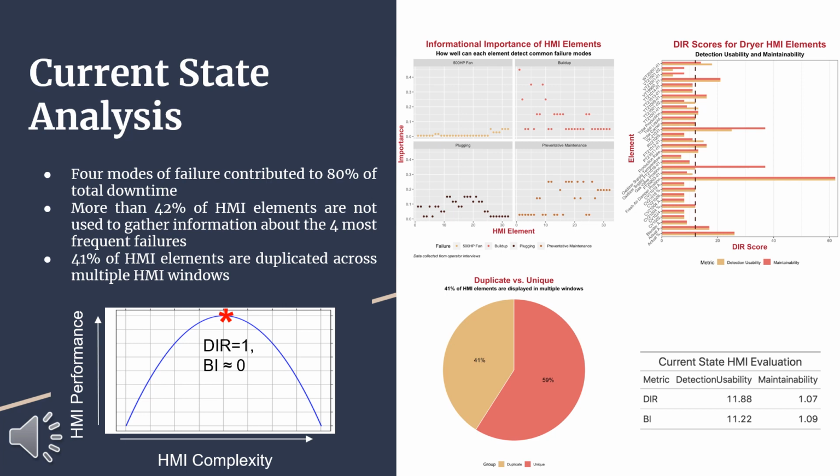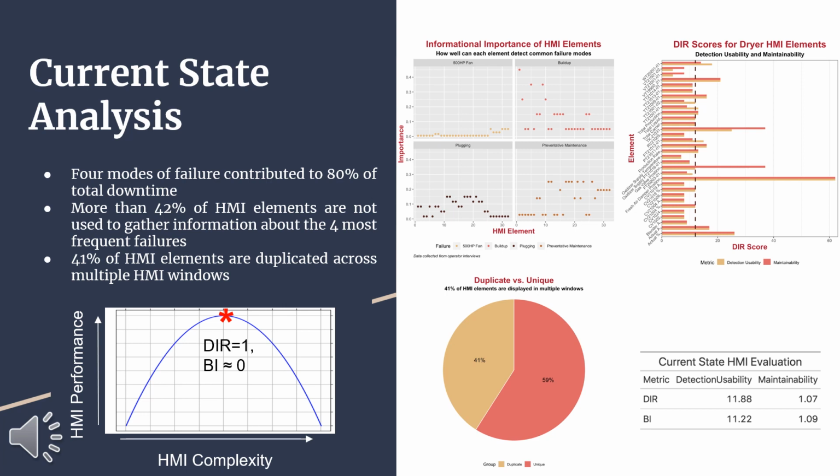Dryer operators rely on the HMI to give them insights about the current process conditions. We conducted interviews with the operators to understand which specific elements in the HMI help them identify these 4 modes of failure. We found that many of the elements in the HMI are not used to gather information about these 4 frequent failure modes. We also found that many of the HMI elements are duplicated across multiple HMI windows.